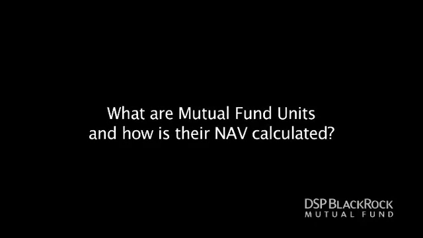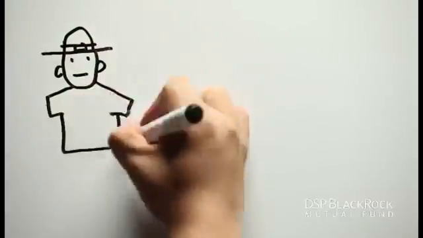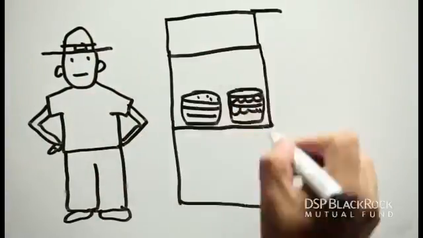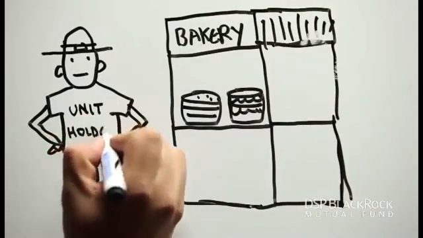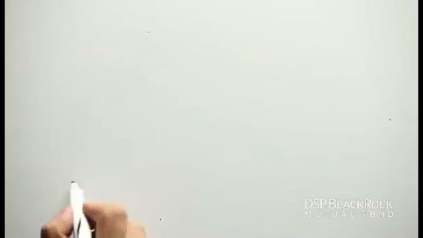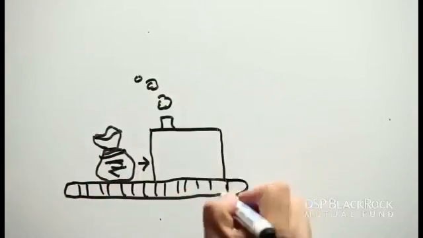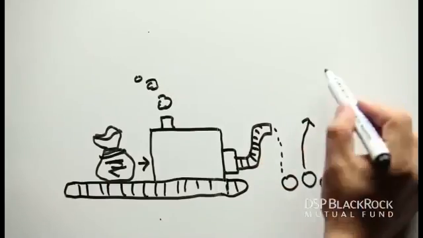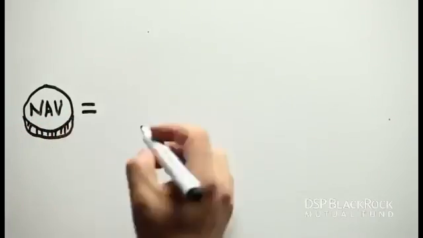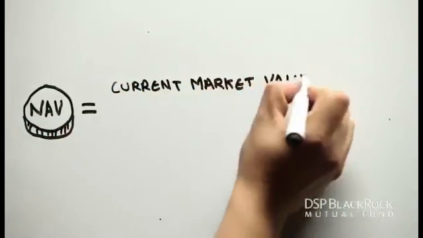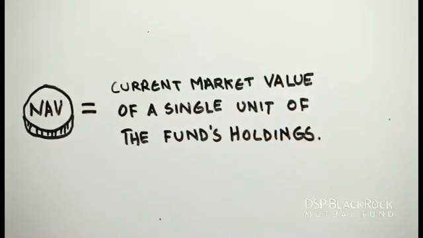What are mutual fund units and how is their NAV calculated? Mutual funds issue units to the investors in accordance with the quantum of money invested by them. Investors in mutual funds are commonly known as unit holders. When an investor invests money in any scheme, he or she is allocated units. The value of each unit is called NAV. It's reflective of the current market value of a single unit of the fund's holdings. When investors invest in the fund, they buy units of the fund at its NAV price.